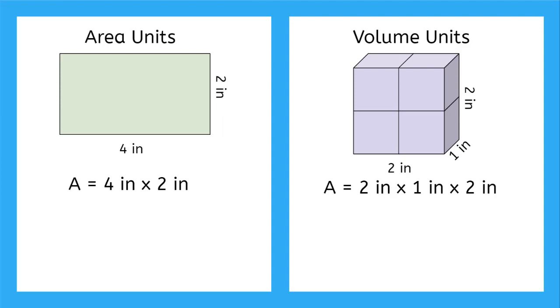Now let's take a look at how we calculate units for volume. Remember, for area, since we are multiplying inches by inches, we end up with inches squared. Since we are multiplying inches by inches by inches in volume, we end up getting inches cubed. Another way of saying inches cubed is inches raised to the power of 3.